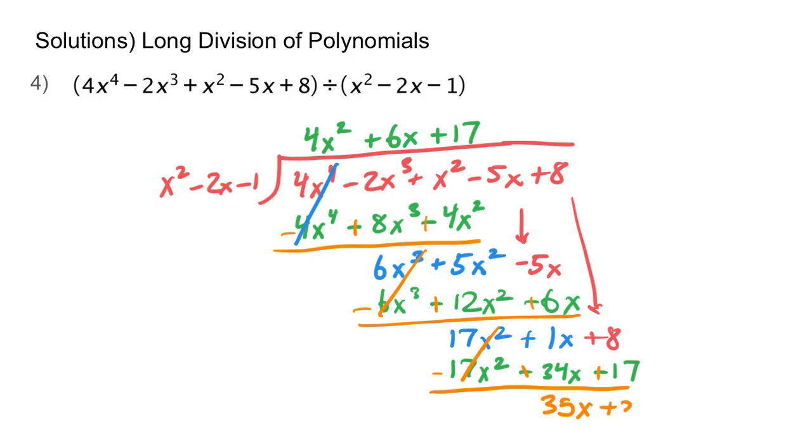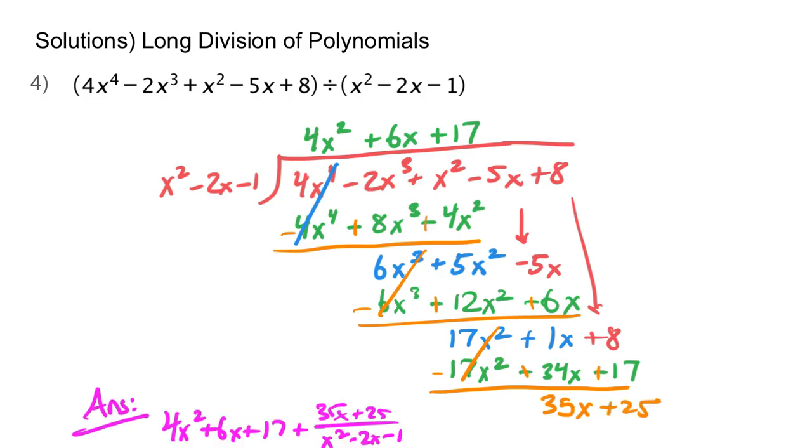And coming up with my final answer of 4x squared plus 6x plus 17 plus the remainder of 35x plus 25 over x squared minus 2x minus 1. Okay, one more to go.